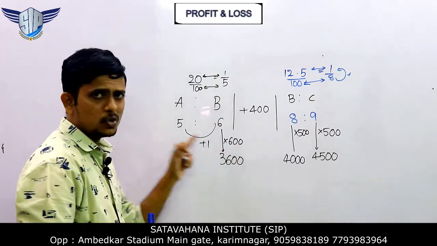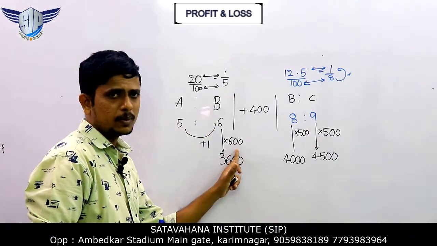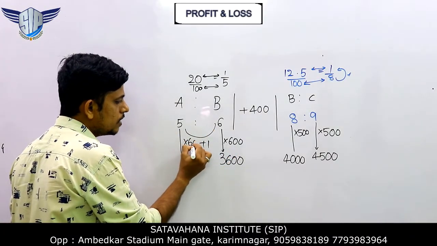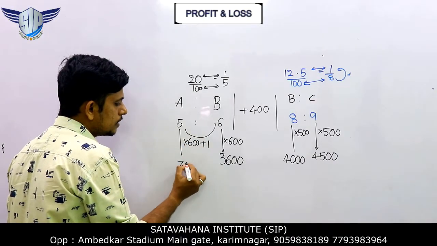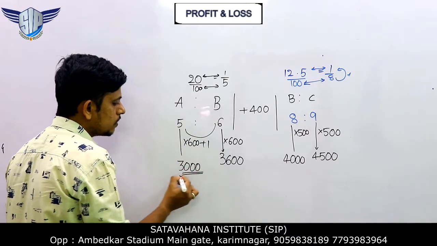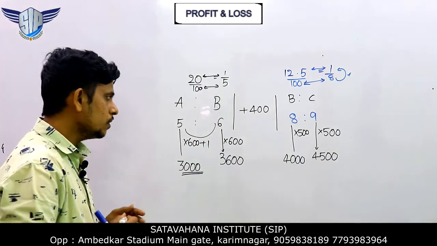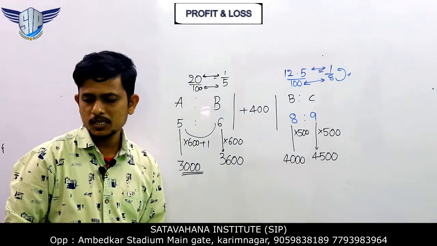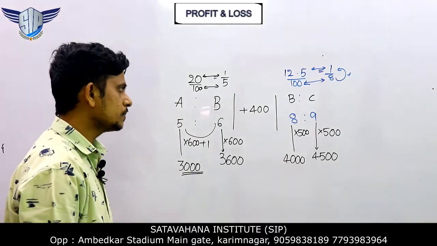Therefore, since it is a ratio, if we multiply here with 600, we must multiply there also with 600. Therefore 5 into 600 is equal to 3,000 rupees. Therefore the cost price of that article is 3,000 rupees.